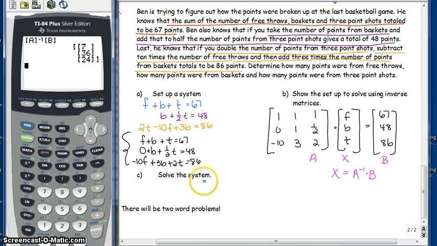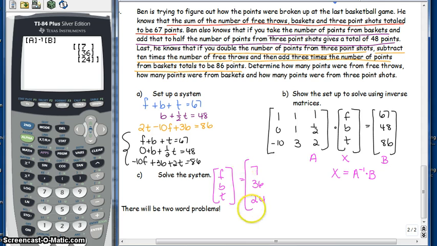And we find that our solution, FBT, is 7, 36, and 24. The most important part is knowing what these values actually mean. We have 7 for F, which is the free throws, which means there's 7 points for free throws, 36 points for your baskets, and 24 points for your 3-point shots.